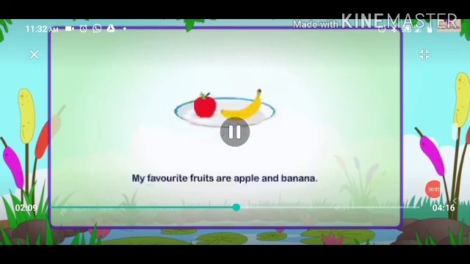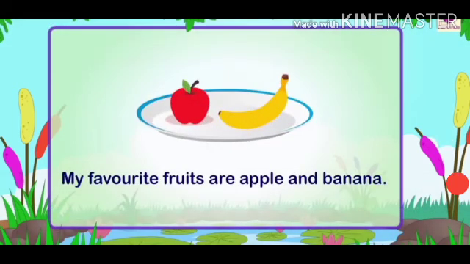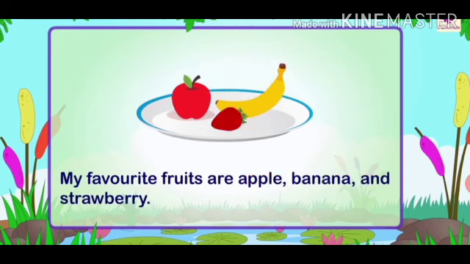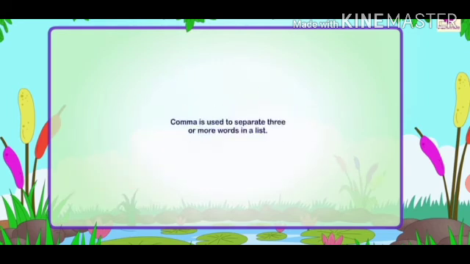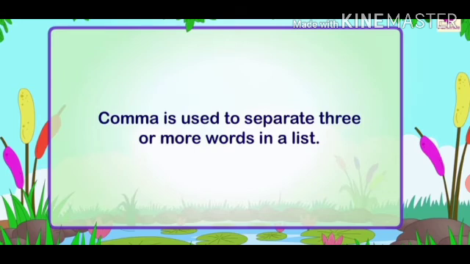Comma. Now look at this sentence. My favorite fruits are apple and banana. Here there are only two items to list, that is apple and banana. Now see the next example. My favorite fruits are apple, banana and strawberry. Here there are more than two items in the list, so we use a comma for separating them. Thus we say, my favorite fruits are apple, banana and strawberry. Comma is used to separate three or more words in a list.